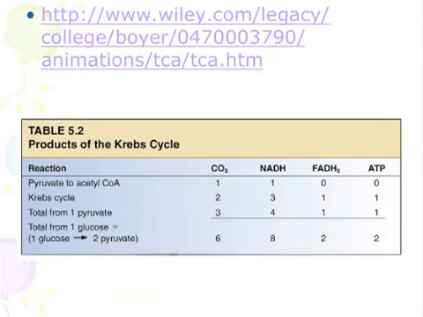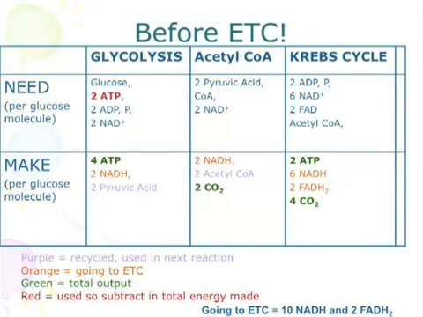So if you're looking at this, the net total of ATP at this point is only 4. 4 is not a lot of ATP to get out of glucose. So what's going to happen now is those NADHs and FADH2s have to be converted into ATP. And so that happens in the electron transport chain.